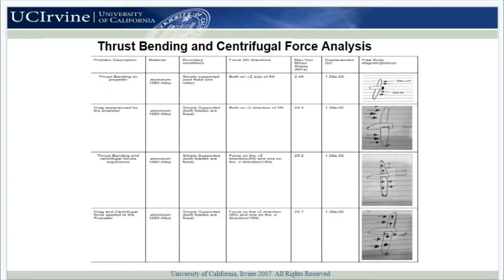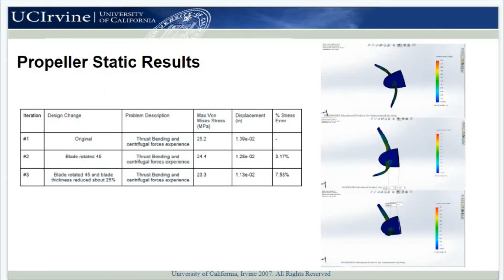For the load, we varied the direction of the forces and also whether the part had a centrifugal or a thrust bending force. The overall part did not experience yielding and the displacement was kept below 0.00139 inches. For the static analysis iterations for the propeller, we applied 2 different designs, one in which the blade was rotated 45 degrees and another one with the blade rotated 45 degrees and reduced weight by about 25%. As a result of the iterations, the percent error was increased but the blade displacement was reduced.